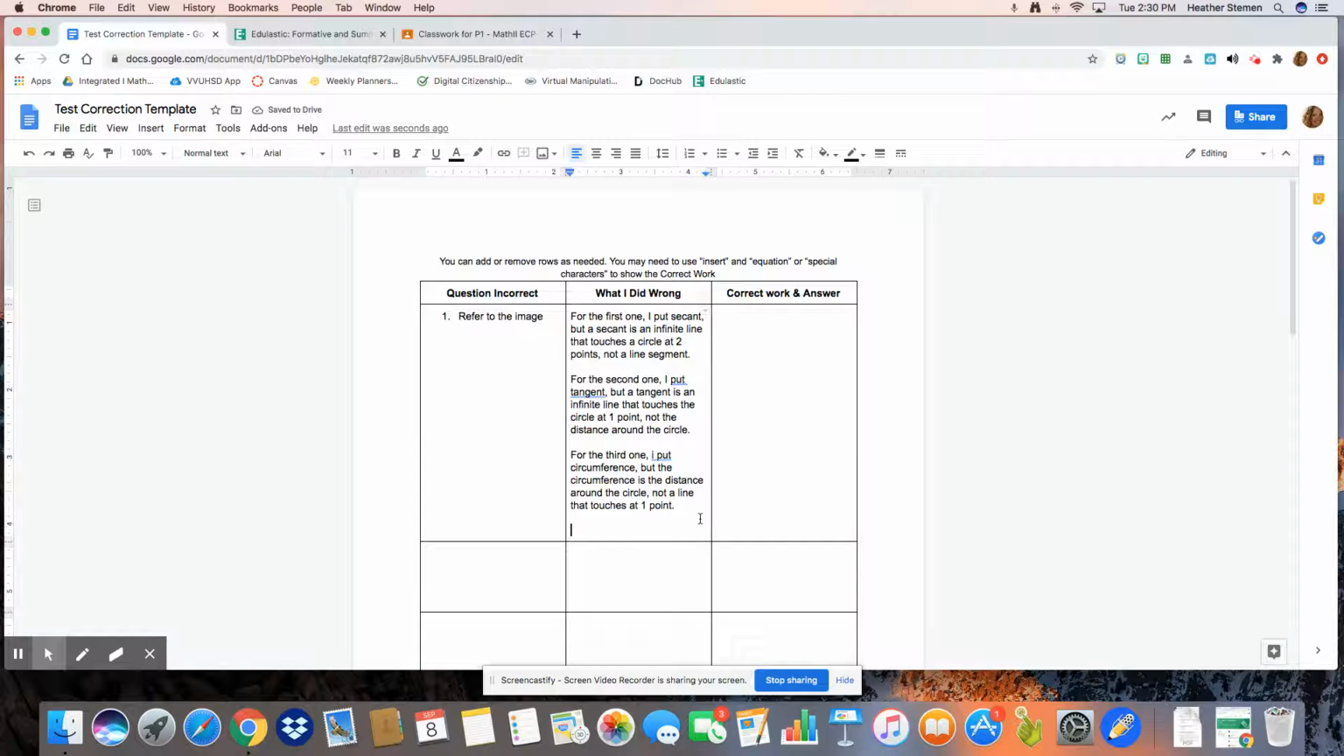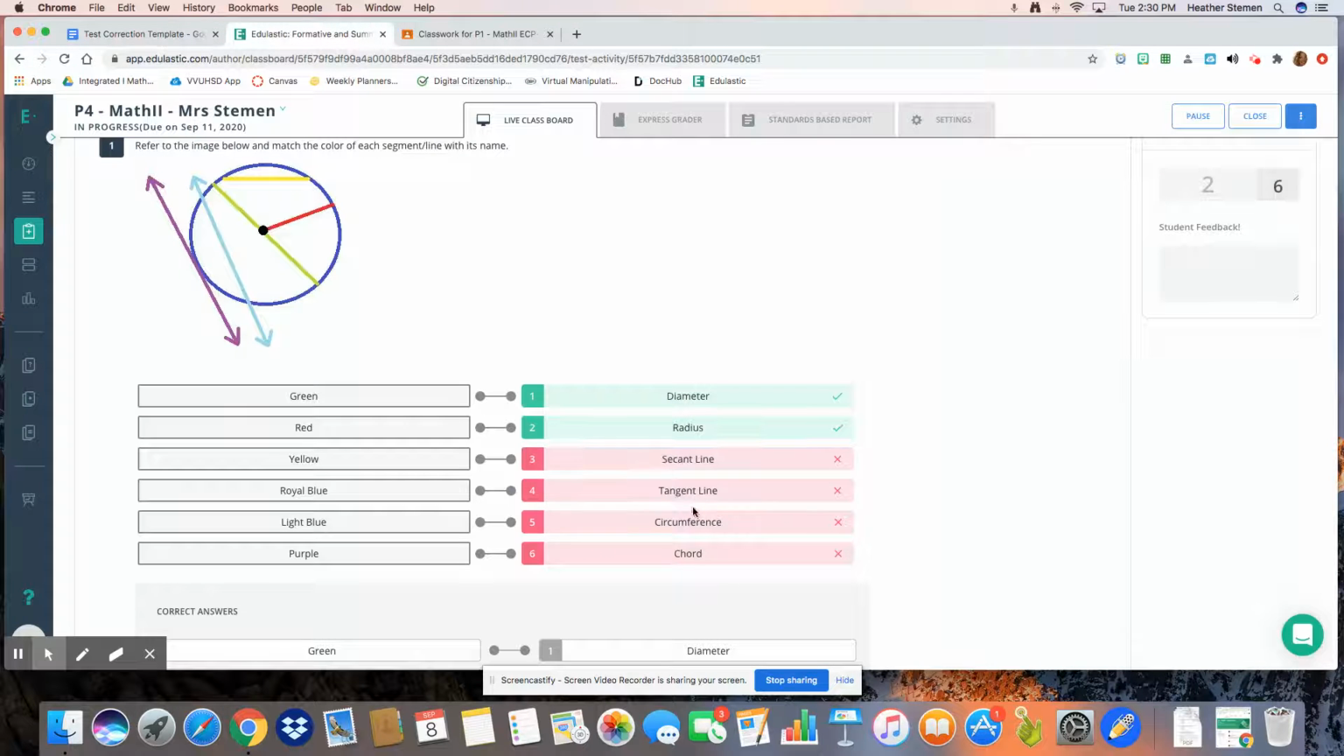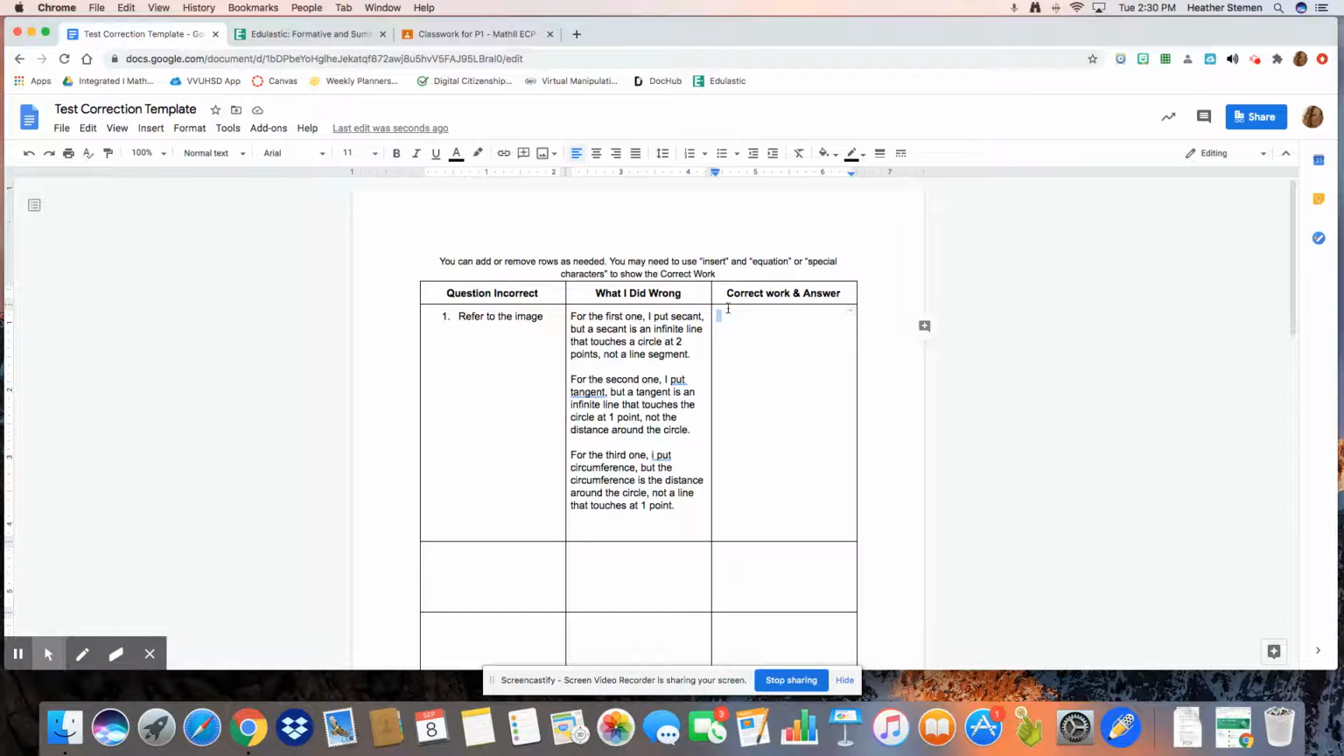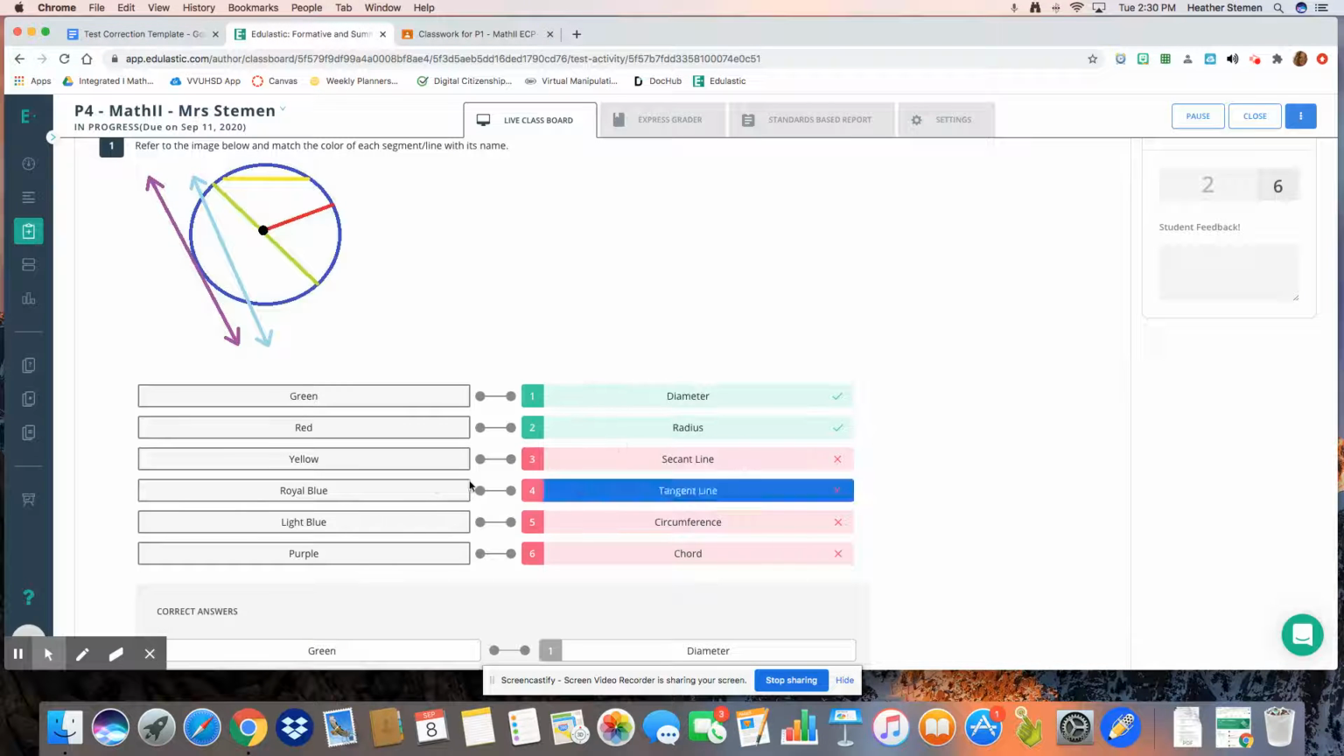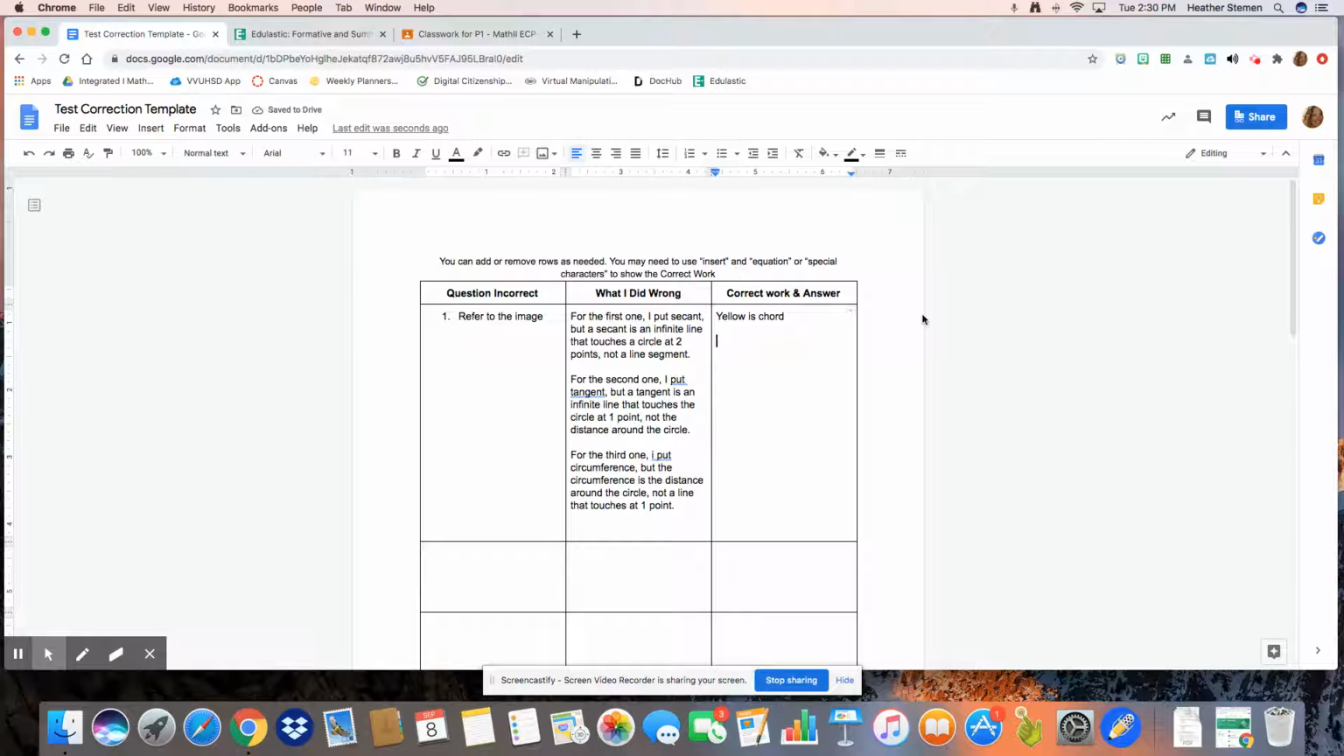Okay, correct your grammar as well. Correct answer, you'd have to go here. The correct for yellow was supposed to be chord. So you would put yellow is chord. Right, for the second one, royal blue is supposed to be circumference. Royal blue is circumference, and so on. So you fill this out. Okay, move on to the next one.